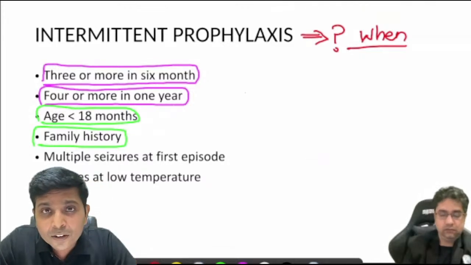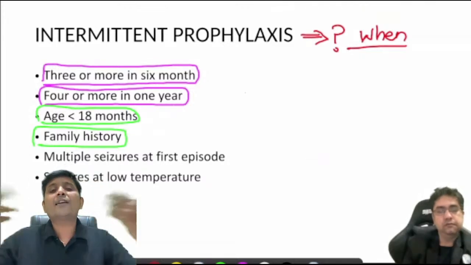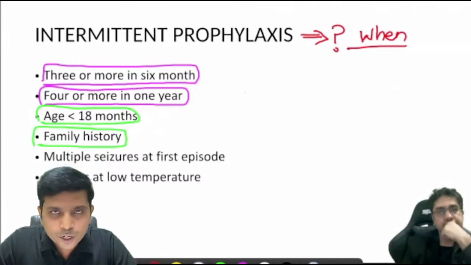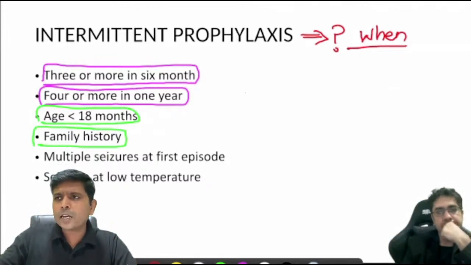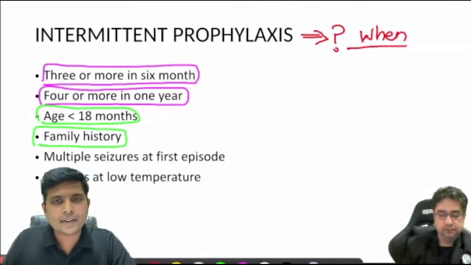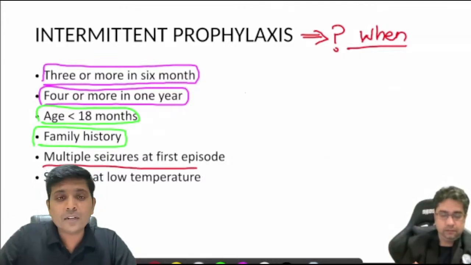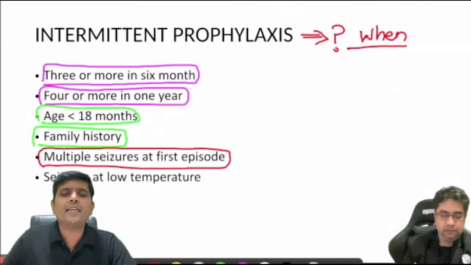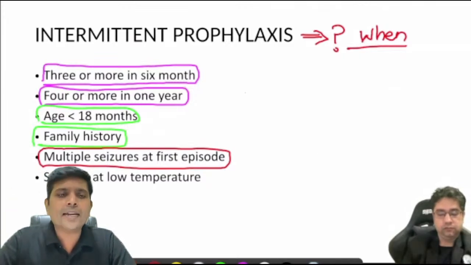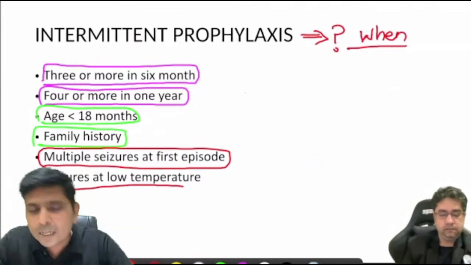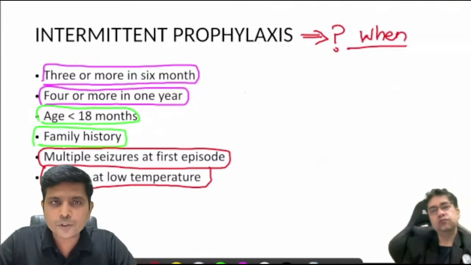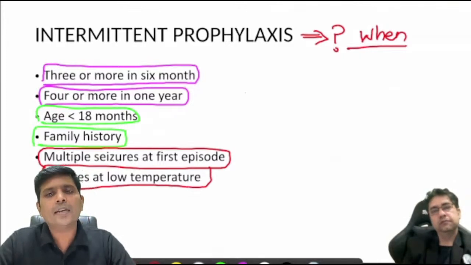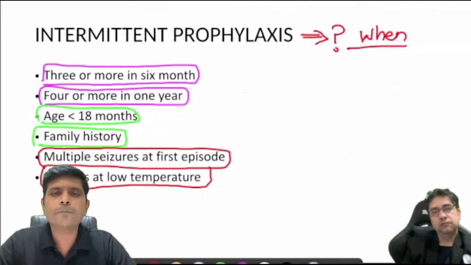And even if the first episode itself leads to multiple seizures, you need to think. Some will say, sir, only at 40 degrees Celsius my son is developing seizure. But some will say, sir, even at 39 he is getting seizure. When seizure occurs at low temperature, or when there are multiple seizures at the first episode, you need to consider intermittent prophylaxis.